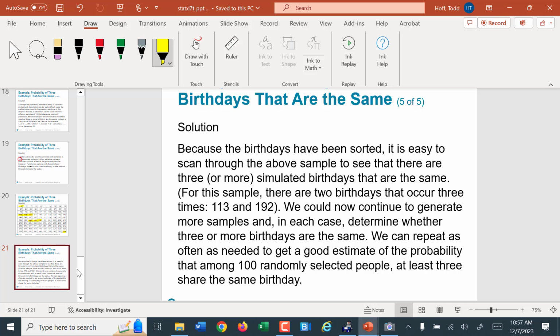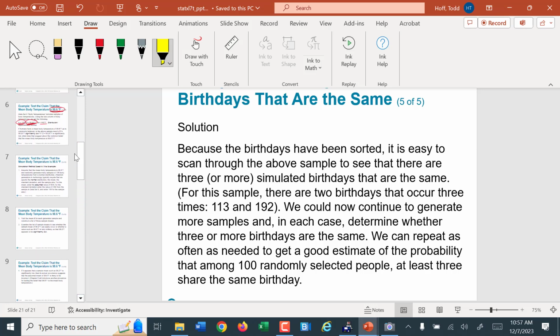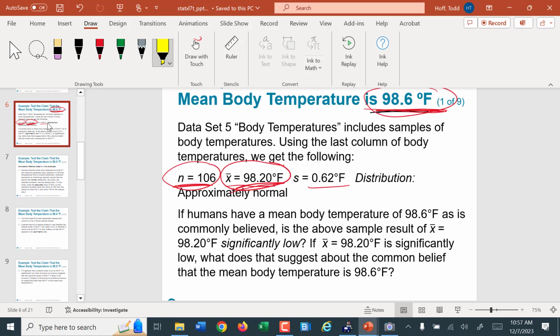So for the most part, what we're going to be doing in this course, we're not going to be doing the probability estimates of simulations. We're going to be doing the hypothesis testing here, where we make an assumption. That's the basis of hypothesis testing. And then we gather data and compare the results of our data to that assumption to see if the result we got was highly unlikely.